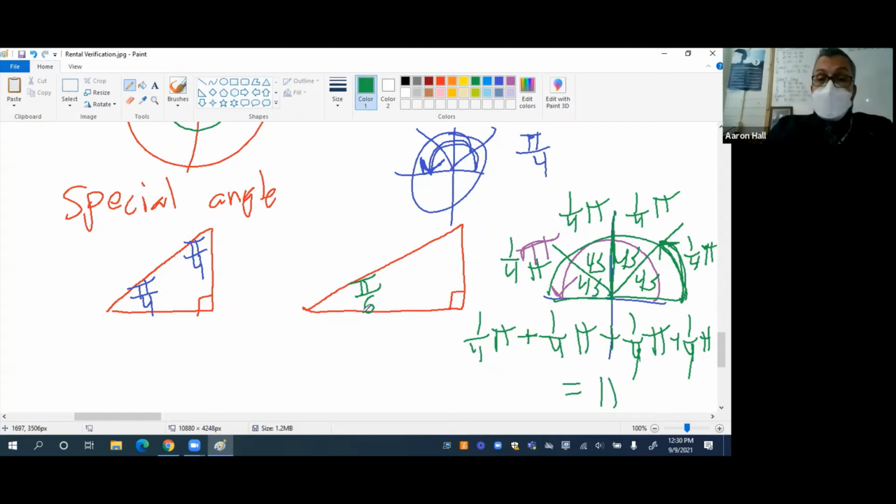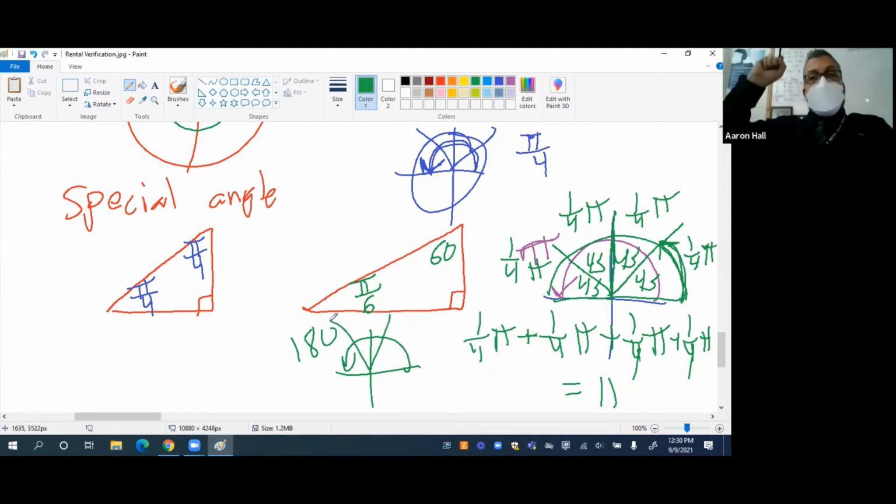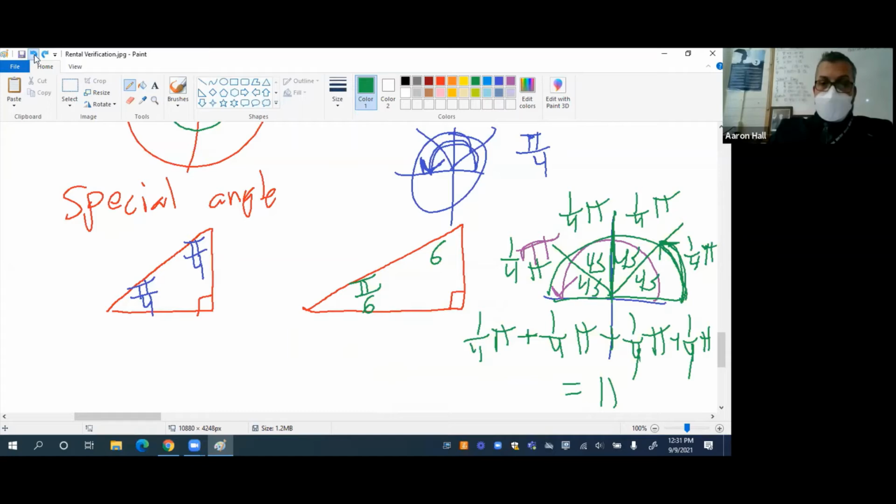Okay. This is 60 degrees right here. If I have a half circle of 180 degrees, how many 60 degrees are in 180 degrees? 3. So each 60 degrees is what in radians? Pi thirds, pi over 3. So this is my pi thirds. Good.